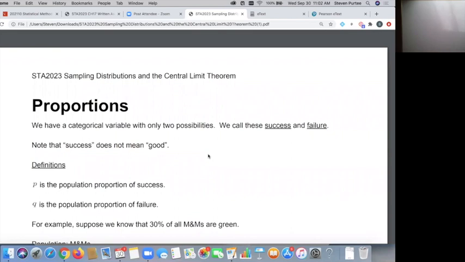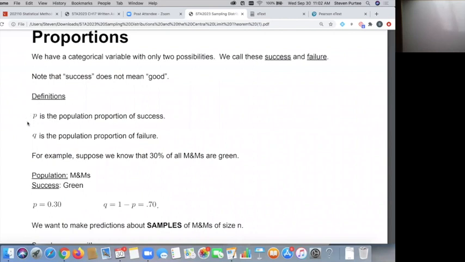So here are some new letters. You want to add these to your notes. I think at the end of your notebook, where you're taking your notes, you should have all of your letters written out, because if you don't know what the letters stand for, you're not going to pass the class. It is that important.